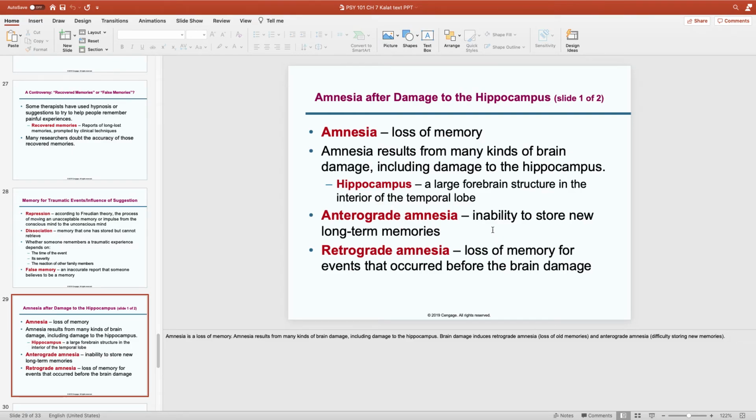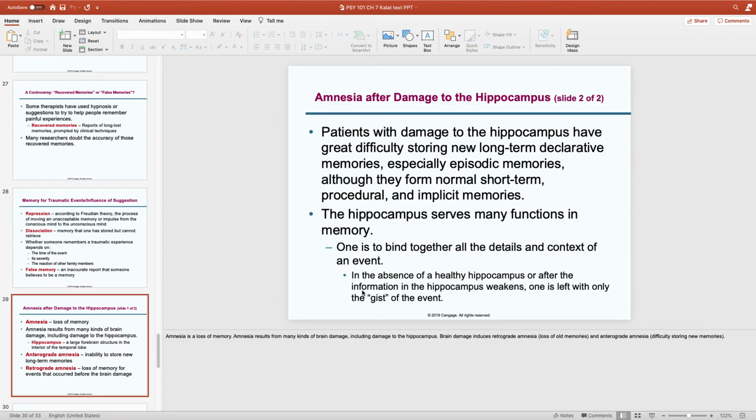Anterograde amnesia is where the individual is now unable to store new long-term memories. In the case of HM, he kept saying that it was 1953 and he was 27 years old because he could not store any new long-term memories. And then there's retrograde amnesia, which is where someone loses their memory of everything that happened before their brain had been damaged, before their hippocampus had been damaged. Oftentimes that can reach a couple of years before the brain damage, or much before that, and they will also lose a lot of their memories.